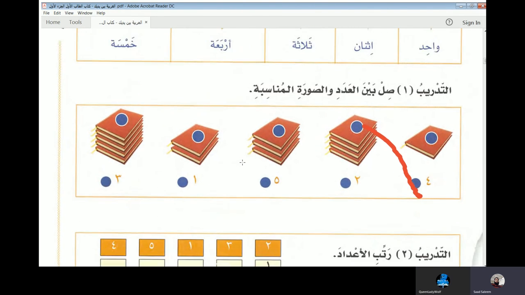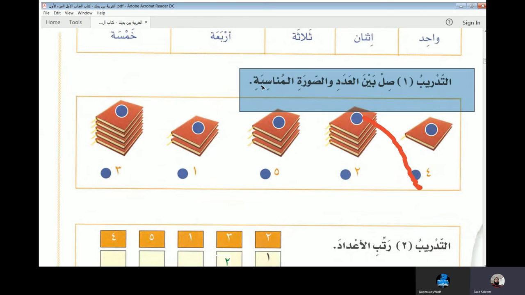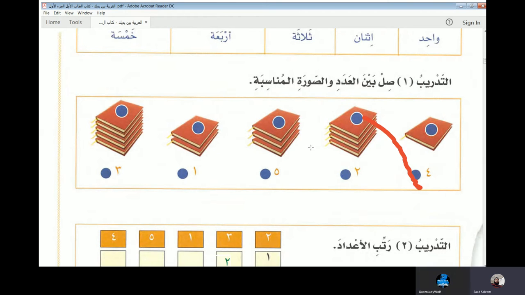Then, first exercise: join the picture with the appropriate number. For example, here you have number 4, arba'a. So you join it with the picture of 4 books. 1, 2, 3, 4 books. You draw a line here. Similarly, you will join all other pictures. This is one book, so you join it with wahid. This is 3 books, you join it with 3 by drawing a line. This is 2 books, you join it with 2. This is 5 books, you join it with 5.